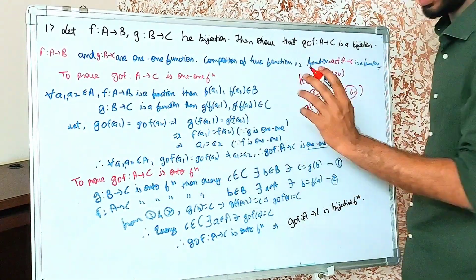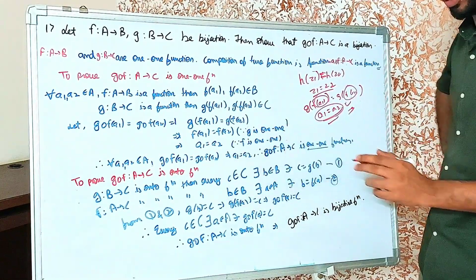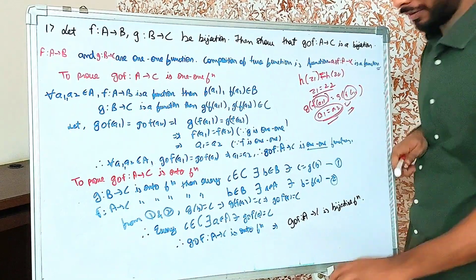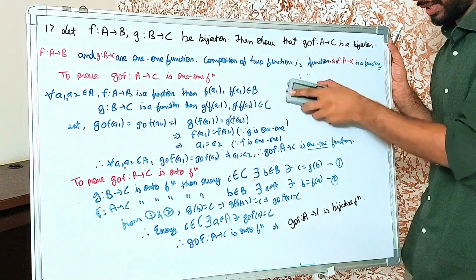So a to c, so a1, a2 belongs to A, g of f of a1, g of f of a2, a1 equal to a2, therefore g of f of A to C is a 1-1 function. So 1-1 I guess is crystal clear with everyone. Okay, so have a little bit of patience.